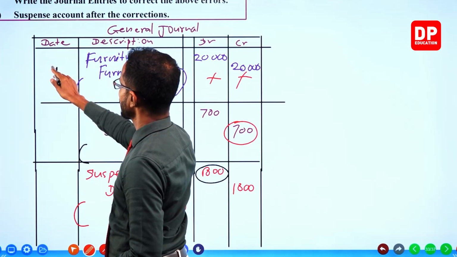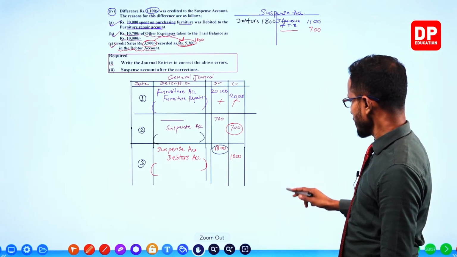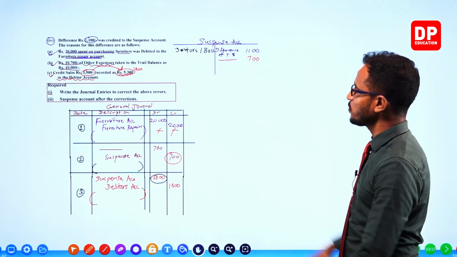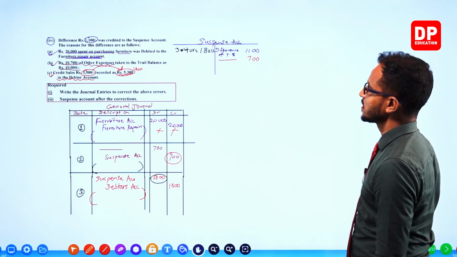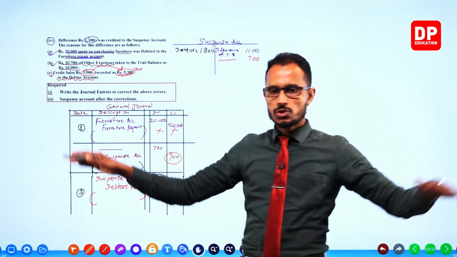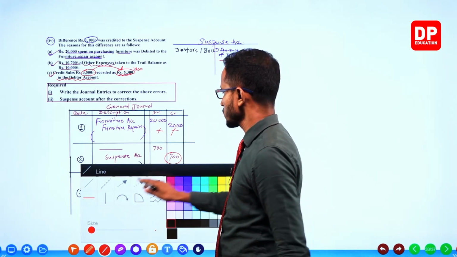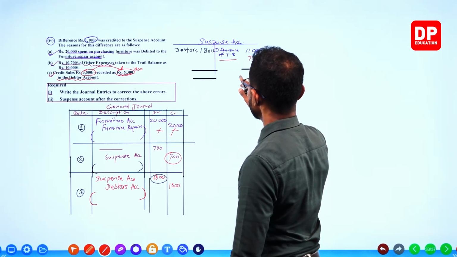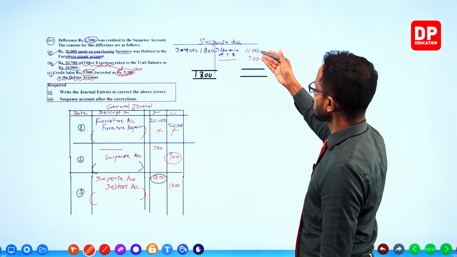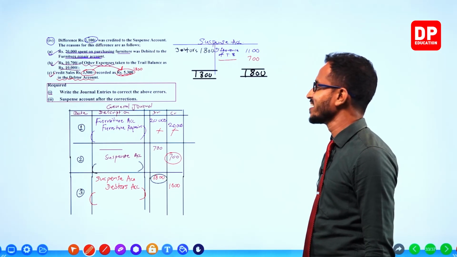First entry, first error, second error, and third error. Minimize this to give you the full sight, the full slide. You can see the suspense account, and at a glance, you can say the suspense account is going to get balanced off. Yeah, why not? It's going to get balanced off. See? 1,800 on the debit side, and on the credit side too, 1,100 plus 700, 1,800. Voila! That's how you do it.